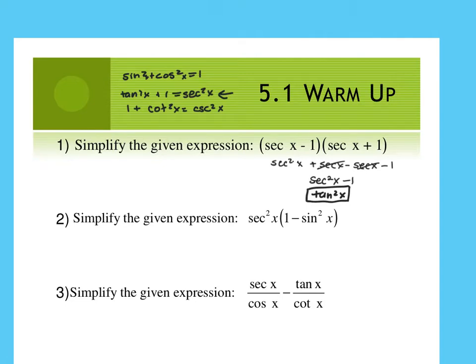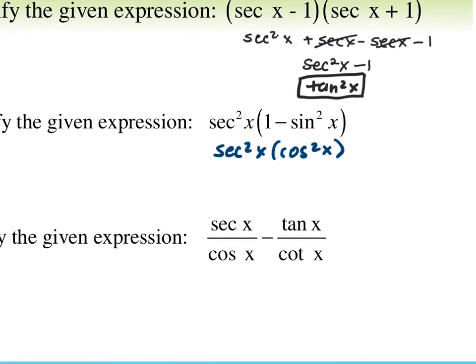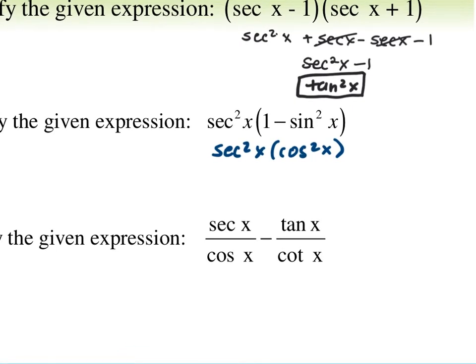Number 2, simplify the given expression. Again, you can distribute here, or you can do what? What is 1 minus sine squared? Cosine squared. So I'd get secant squared x times cosine squared x. And then secant can be rewritten as what? 1 over cosine times cosine. These cancel, and I get just 1.